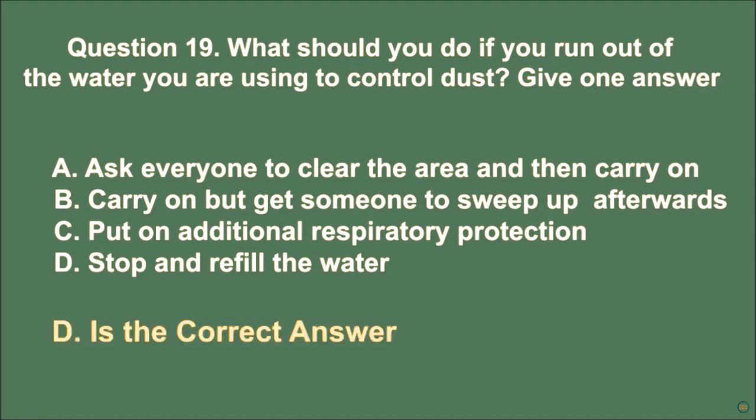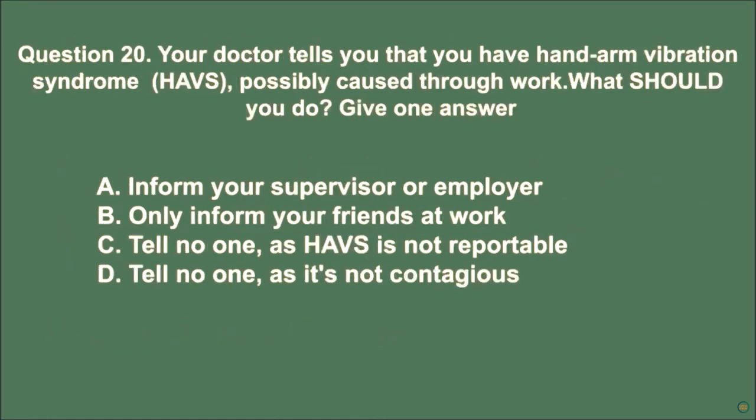D. Is the correct answer. Question 20. Your doctor tells you that you have hand-arm vibration syndrome, HAVS, possibly caused through work. What should you do? Give one answer. A. Inform your supervisor or employer. B. Only inform your friends at work. C. Tell no one, as HAVS is not reportable. D. Tell no one, as it's not contagious.